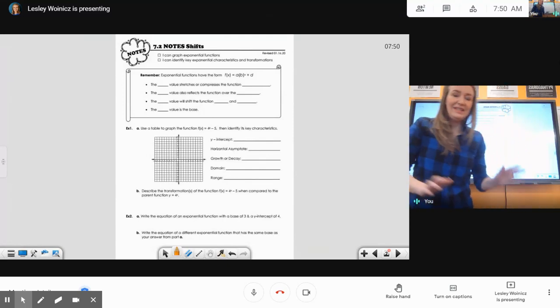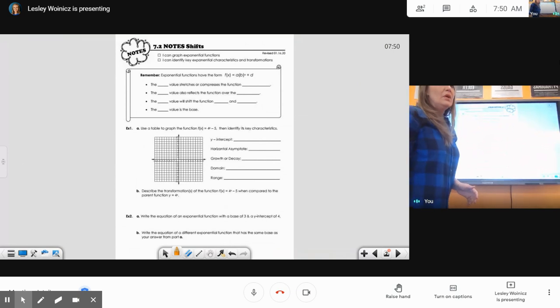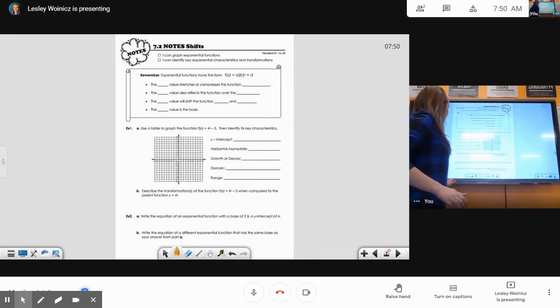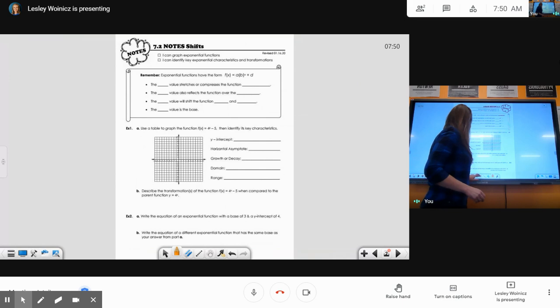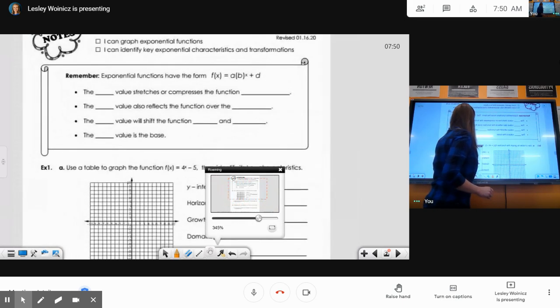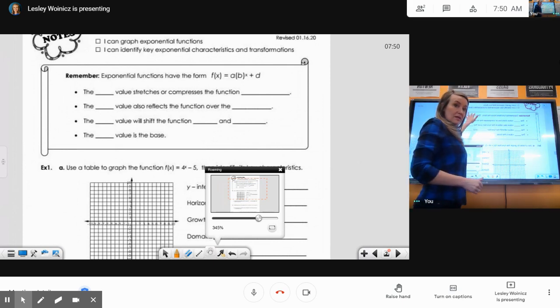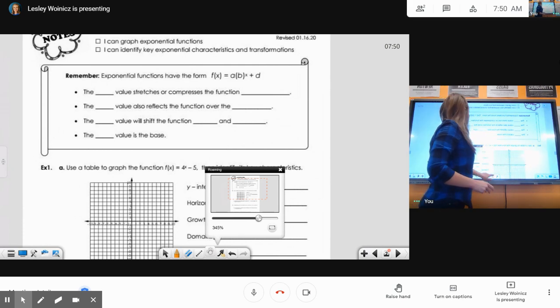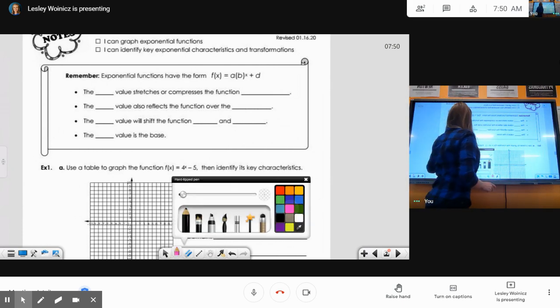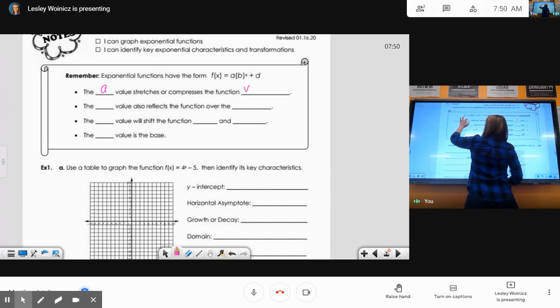Hi, so this is your second set of notes for Unit 7. It's on shifts of exponential functions. We are going to talk a lot today about this d value. Remember that our exponential functions will have this form, f of x equals a times b to the x plus d. Remember that a is going to stretch or compress the function vertically.